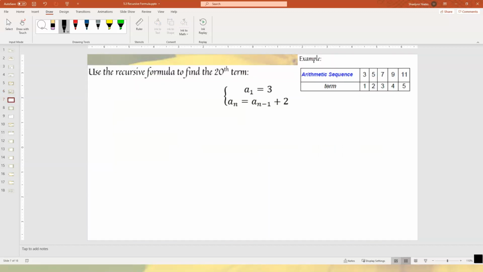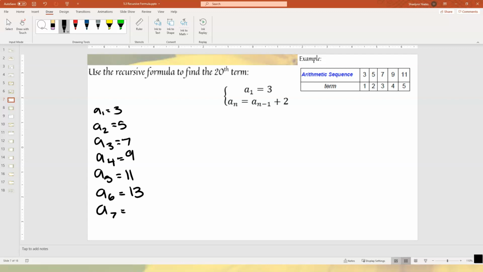So let's take a look at this one. We're going to use this recursive formula to find the 20th term of the sequence. So here's our first one. We're adding 2 every single time. So a sub 1 equals 3. A sub 2 is 5. A sub 3 is 7. A sub 4 is 9. A sub 5 is 11. The 6th is 13. The 7th term is 15. The 8th term is 17.